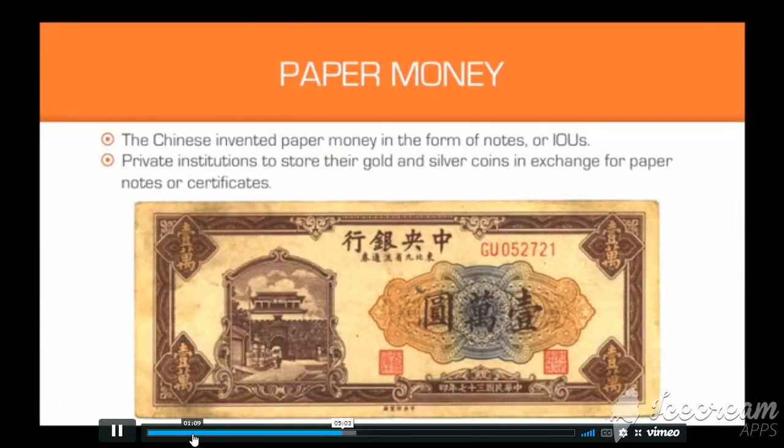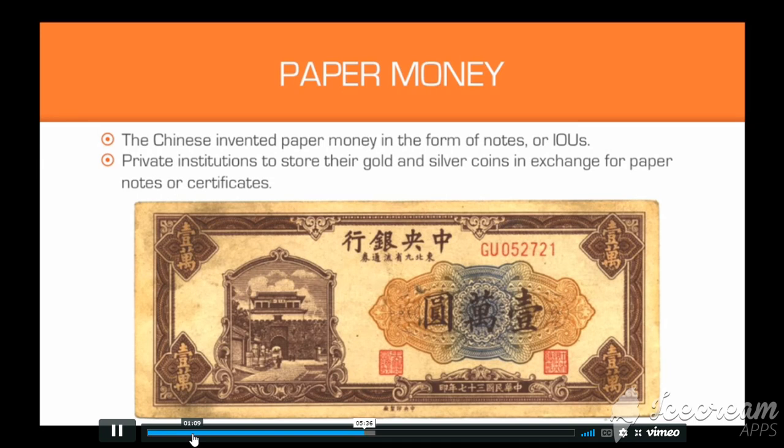The Chinese invented paper money in the form of notes, or IOUs, around 700 AD. It became too cumbersome to carry around coins of different increments and weights. Eventually, the people of China allowed private institutions to store their gold and silver coins in exchange for certificates that correlated directly to what they personally had stored. These paper notes could then be easily exchanged back into electrum. The advantages to paper was it was very easy to transport due to it being light. Foreign trade became even easier now that you could give specific denominations of what you wanted to exchange.